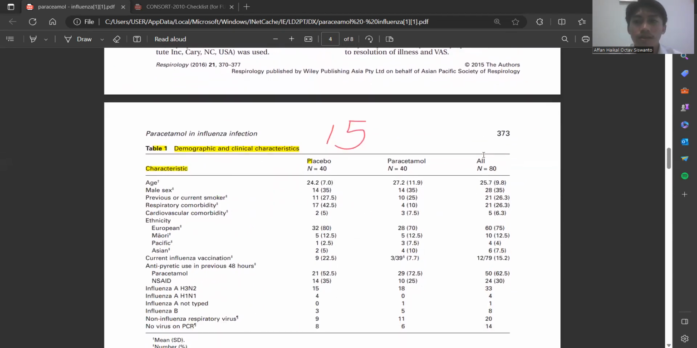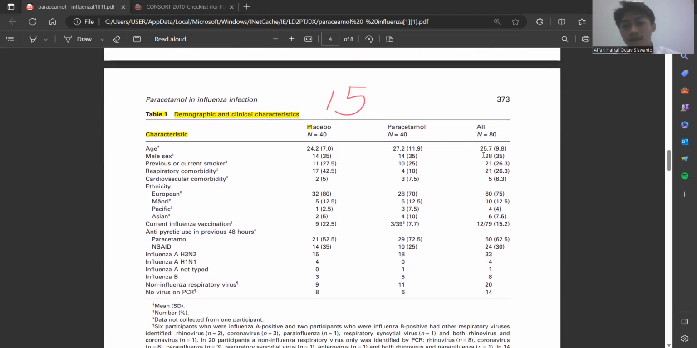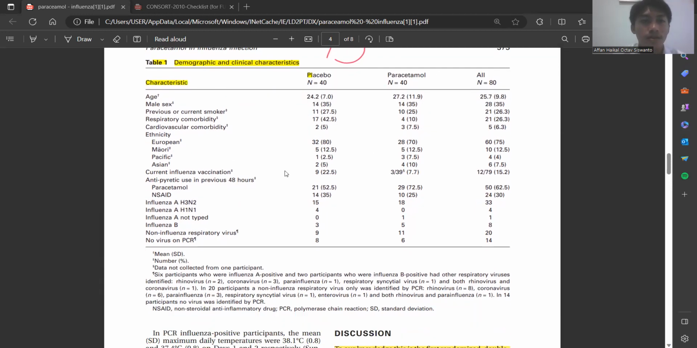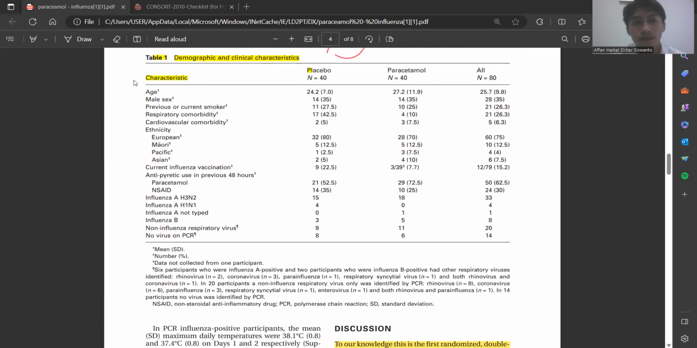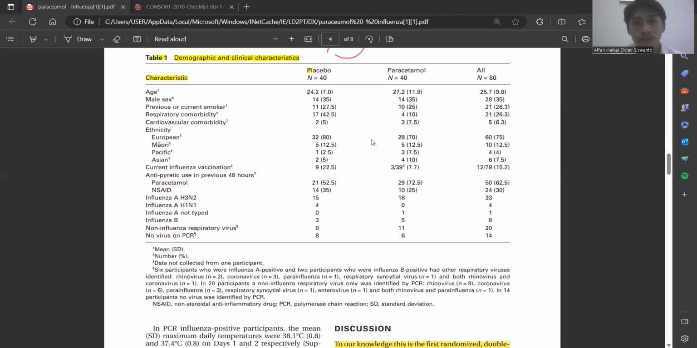Okay, the next item we get here is item 15. So item 15 is the baseline data. There is a table showing baseline demographic and clinical characteristics for each group. So we can see here there are many characteristics, and this is the table for each group, placebo and paracetamol.